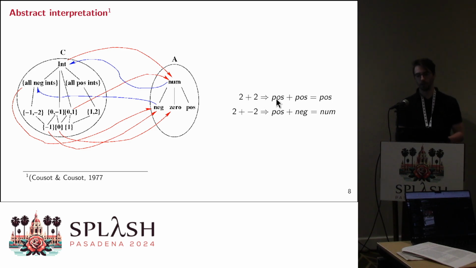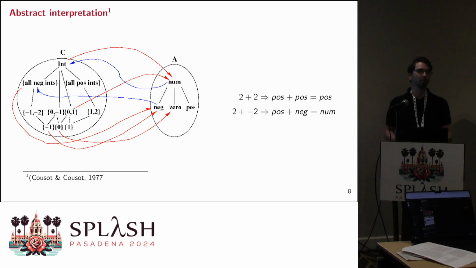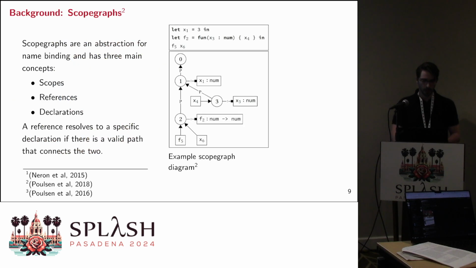So 2 plus 2 becomes positive plus positive, which is a positive number, while 2 plus minus 2 becomes positive plus negative. And we don't know the sign of that. We don't know whether it's positive or negative, so it becomes just a num. And with this information, you can analyze a program and, for example, determine that certain if conditions are always true and optimize them out, for example. There are many more options you can do with abstract interpretation.